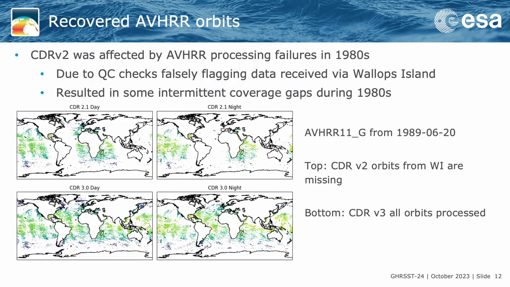Additionally, we have managed to reduce some of the data gaps in the 1980s AVHRR2 data. In the previous version 2 dataset, AVHRR was affected by intermittent coverage gaps in the 1980s, as shown in this example here. This was due to files received via Wallops Island being wrongly flagged by the quality control checks. This has been corrected in version 3, so we can now process all the orbits and get complete improved coverage as shown here.